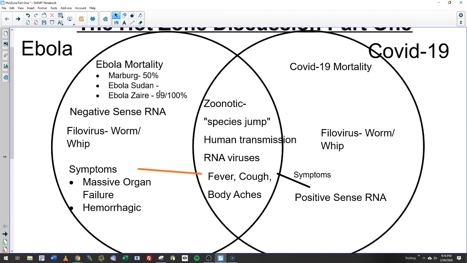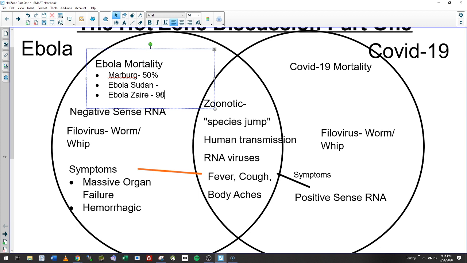It will also play an interesting role in where I'm going with this story I want to tell you today and review. So Sudan was about 71%, Ebola Zaire was 90. Did anybody find for me a current mortality rate?